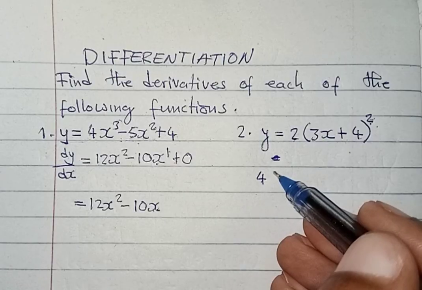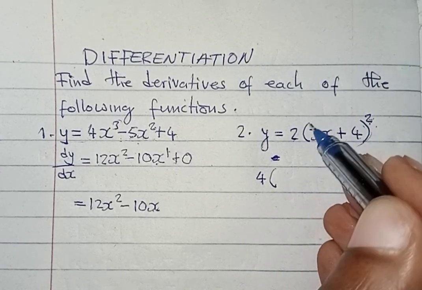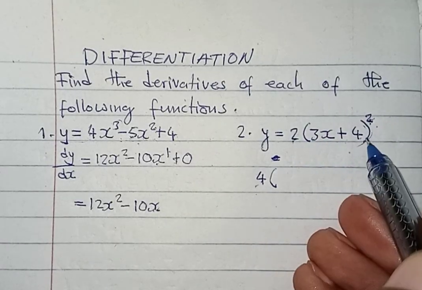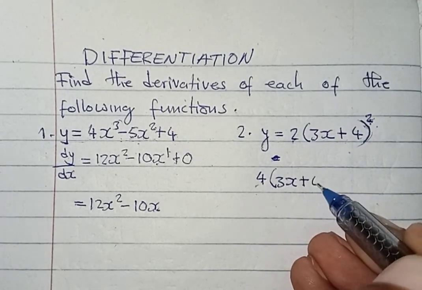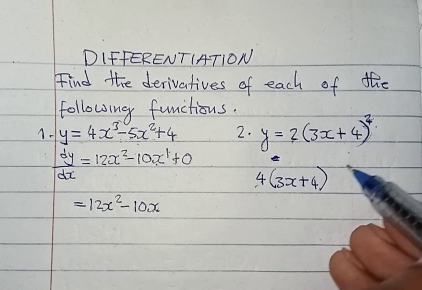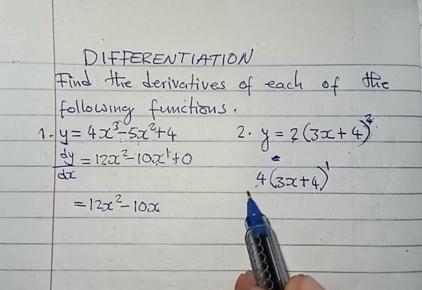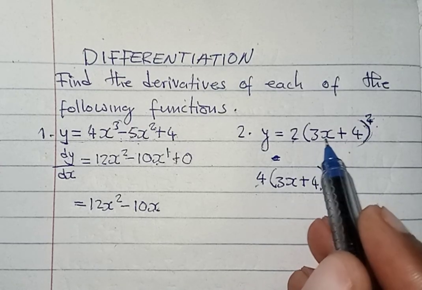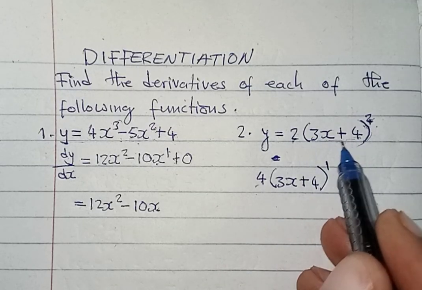Like that. Then we drop the whole of this thing now, since the power is on the whole of this. So we say 2 times 2 is 4. Then we drop the whole of this thing, which is 3x plus 4. We close. Then reduce this power by 1. So 2 minus 1 is 1, like that. Then the final procedure, we look at what is inside here. So you just have to take the derivative of what is inside.